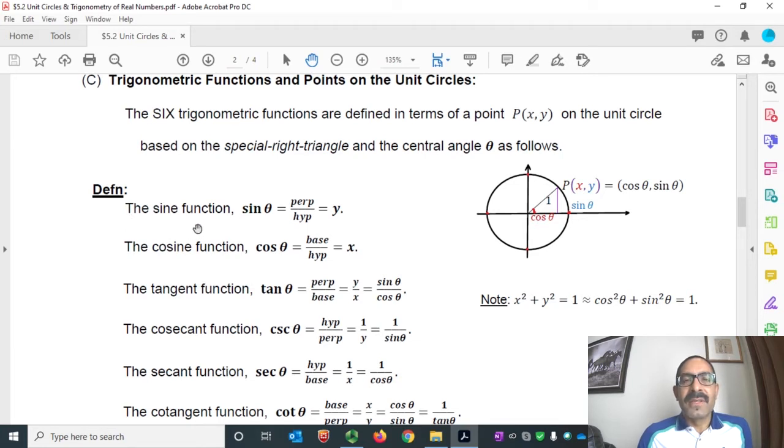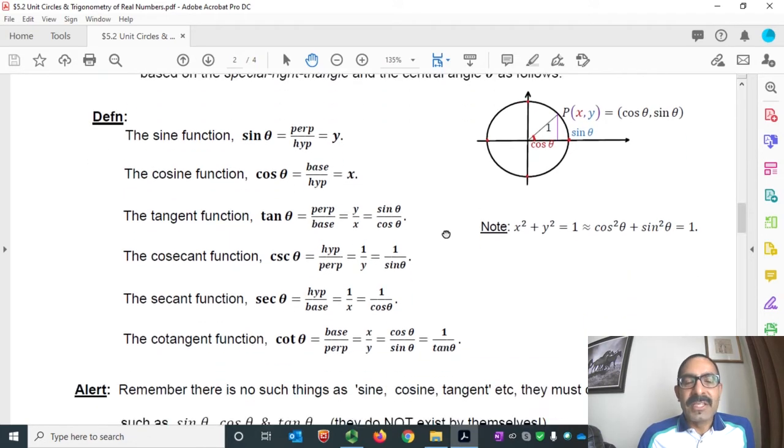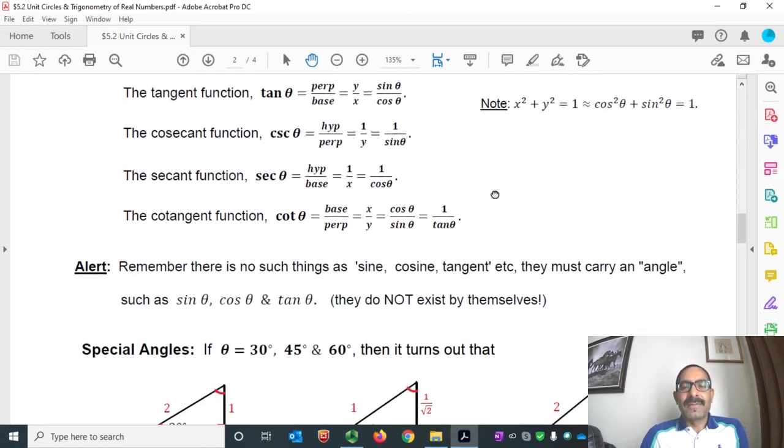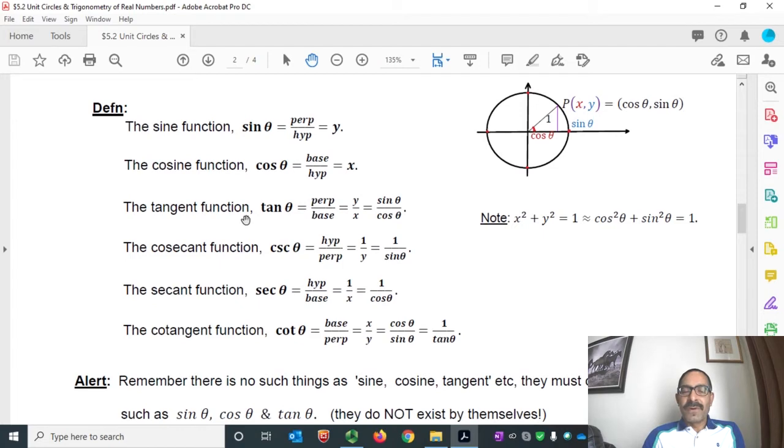Then the sine function, we write as sine theta equals perpendicular over hypotenuse. Perpendicular is y, hypotenuse is 1, so simply sine theta is y. I hope this makes sense to you all. Similarly, cosine theta turns out to be x. The tangent function, we know, is sine over cosine, so that means y over x. Similarly, cosecant is 1 over y, secant is 1 over x, cotangent is x over y, that is cosine theta over sine theta. I hope these definitions of trigonometric functions make sense to you all.